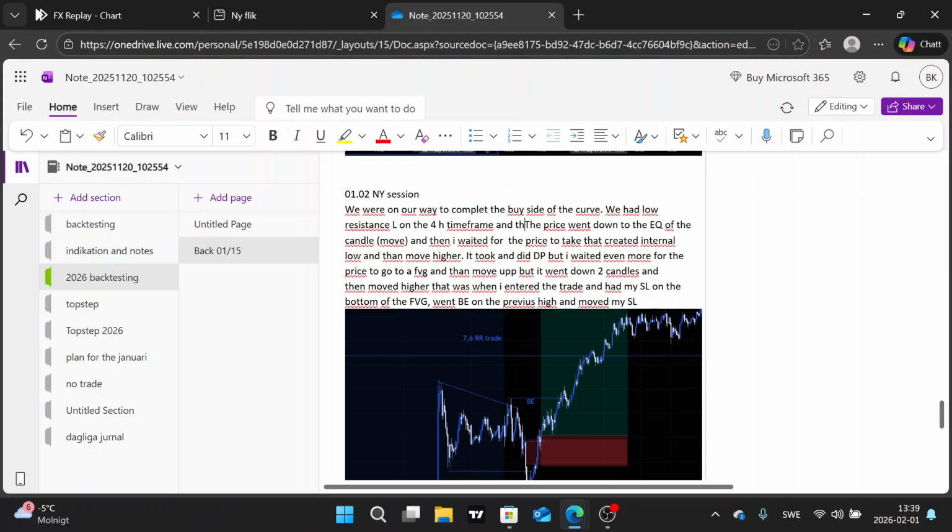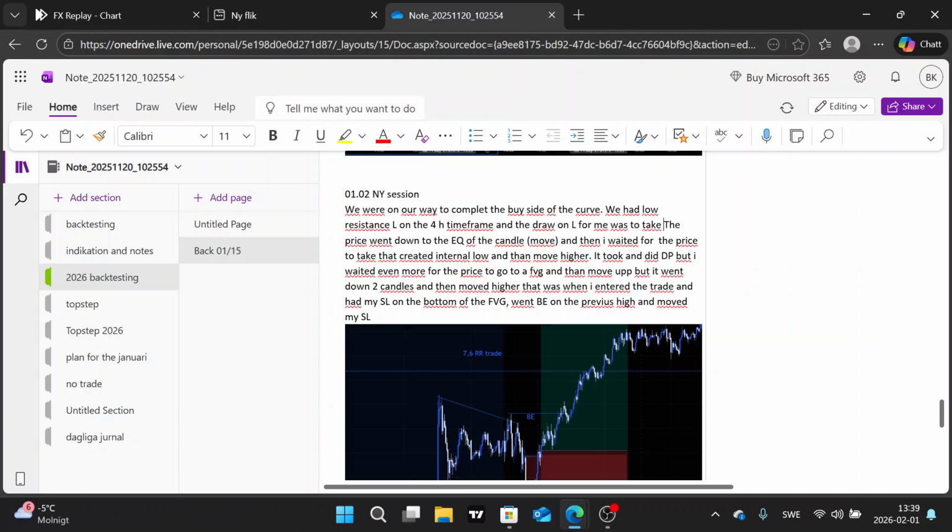and the draw on liquidity for me was to take those low resistance liquidity. On the previous high, partials 2 and 3.